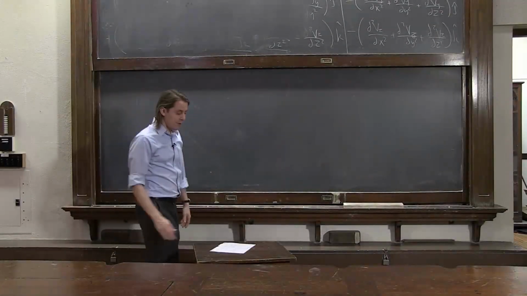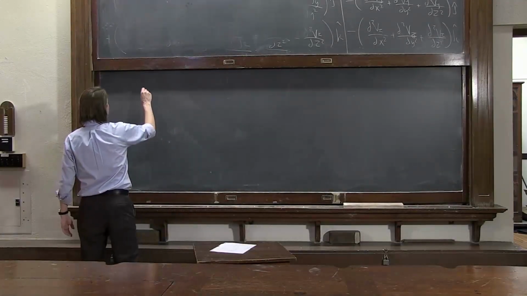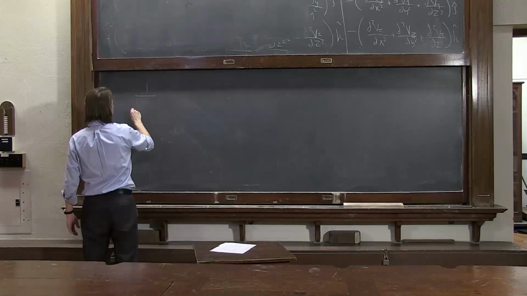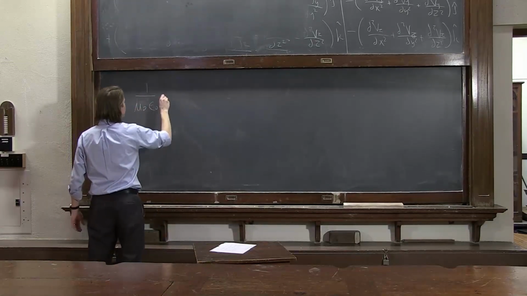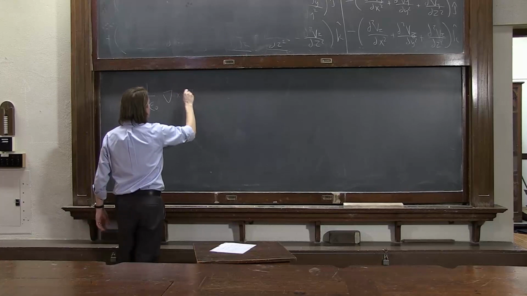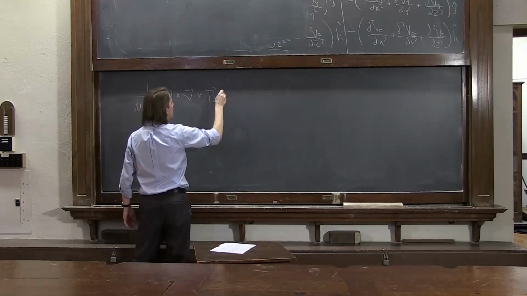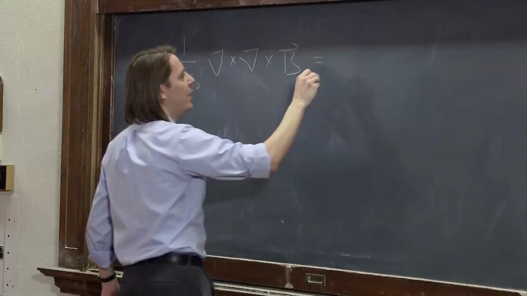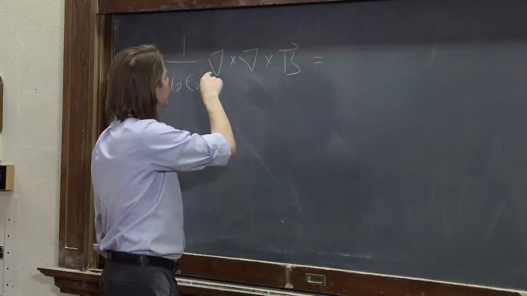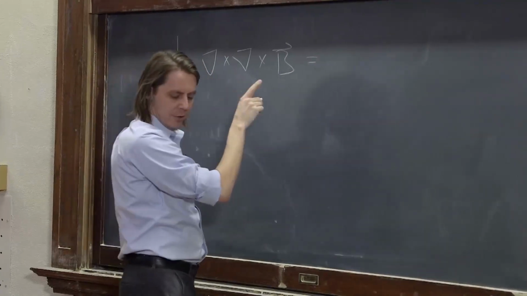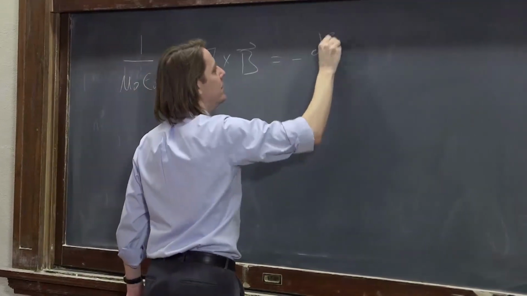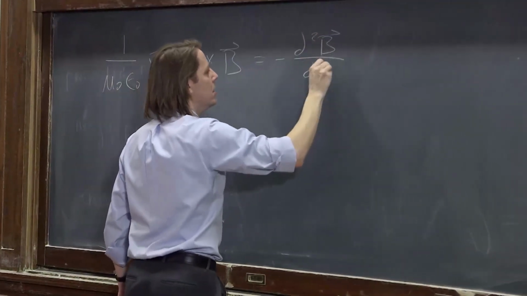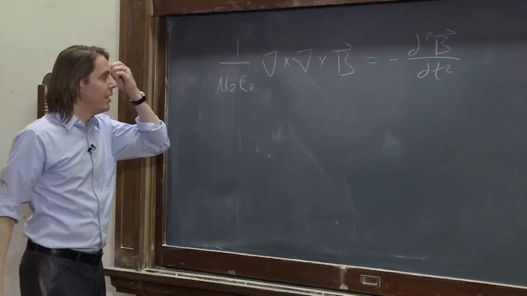So now we have all of our second derivatives, and we were doing that because we were trying to figure out what to do with Maxwell's derivation, where he combines some of his equations to make 1 over mu naught epsilon naught del cross B equals minus d2B dt2. So now we know what this is.